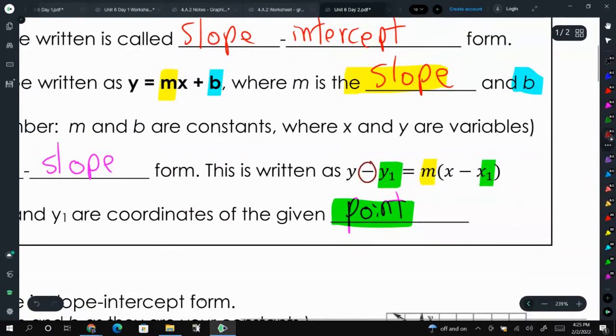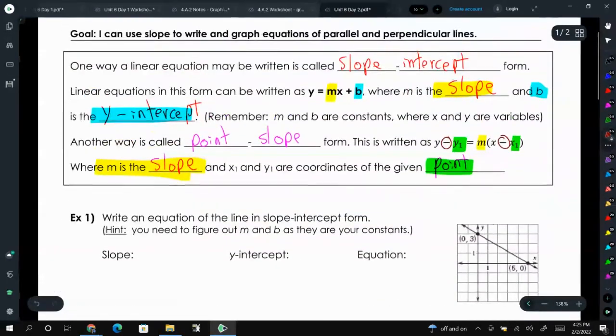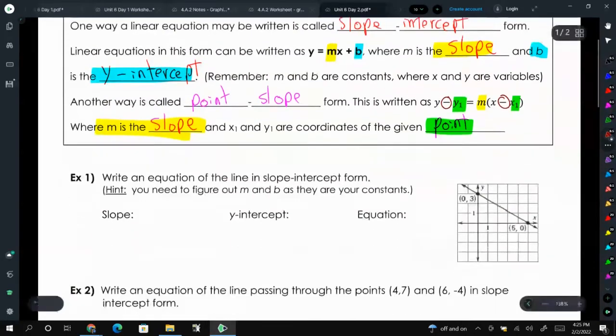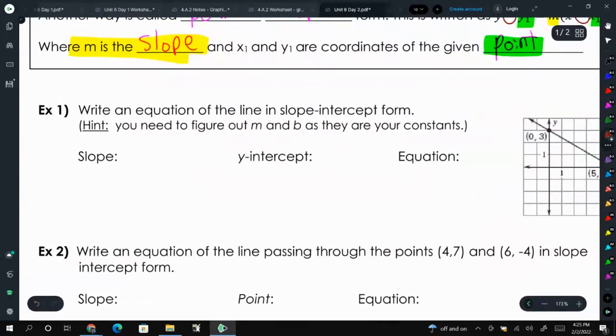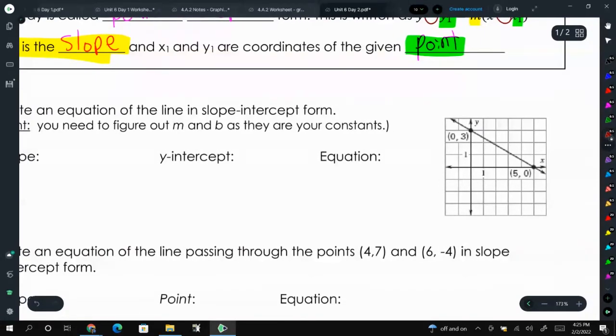And then I just want to note that we have subtraction signs. Depending on what information we're given, sometimes slope-intercept is better, sometimes point-slope is better, and we'll talk about why. So here, write an equation of a line in slope-intercept form. Remember, we talked about how to count slope.